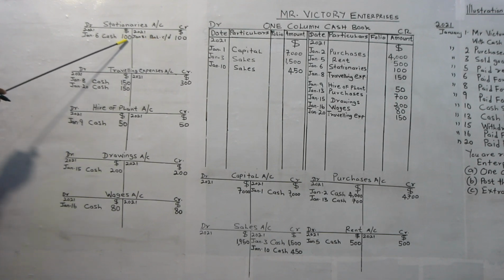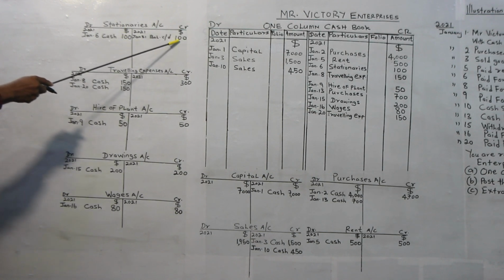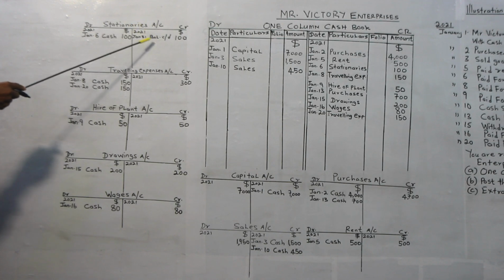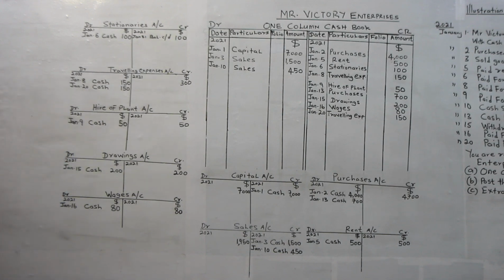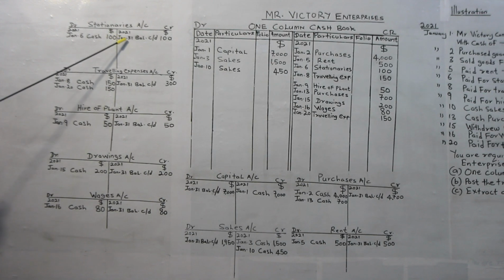Since in the stationaries account the whole amount written there is 100, assuming we have another amount and another amount, then we add all and record it at the credit side. And we call it balance carry down. That means we are closing this account with a record of $100. And that is what we do to other accounts. For stationaries, we have January 31st, balance carry down, CD, C/D means carry down, 100.